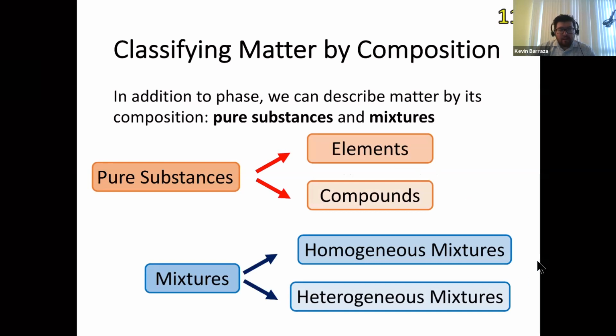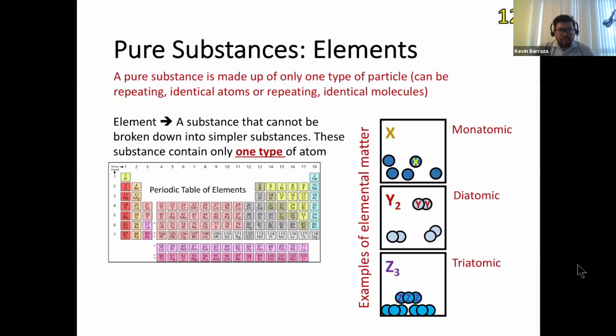Let's go into more detail on how these categories are different from each other, and when it is appropriate to identify something as one of these categories. So starting with the first one, pure substances. Of our pure substances, we can have elements. First, just a reminder, a pure substance is made of only one type of particle. It can be a repeating identical atom or repeating identical molecules. So an element is a substance that cannot be broken down into simpler substances. These substances contain only one type of atom.